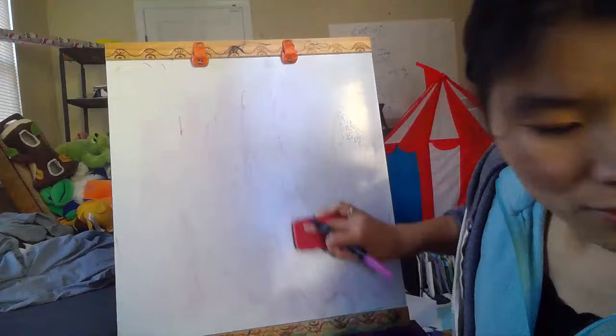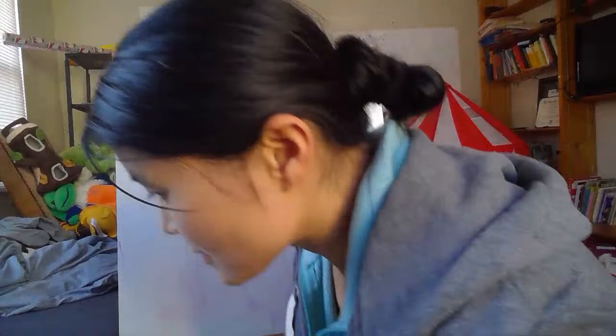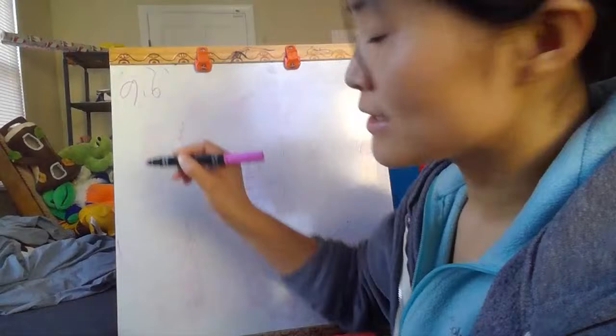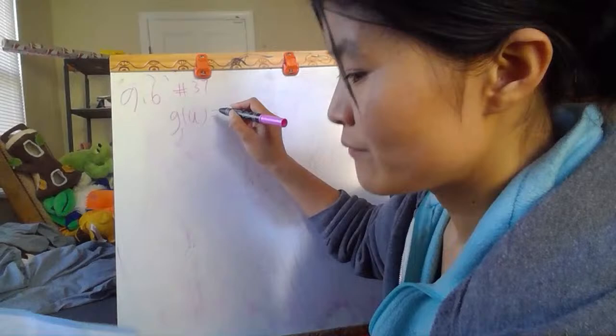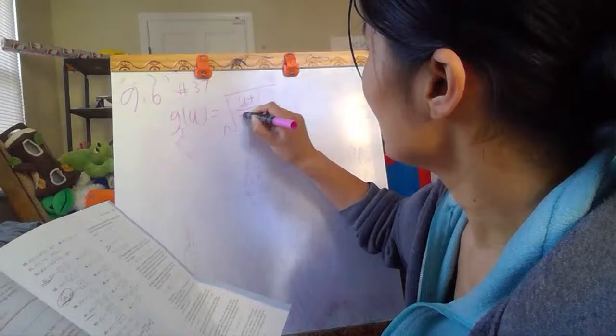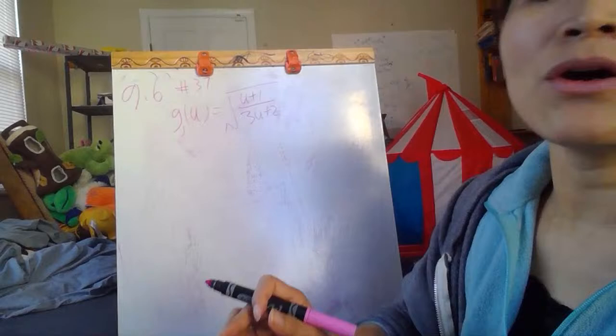Okay, so now I will answer Mary's question. Mary's question is a very good question. And she also asked me about 9.6, problem 37. So g of u equals the square root of u plus 1 over 3u plus 2. So if we want to... no, you didn't need to simplify.